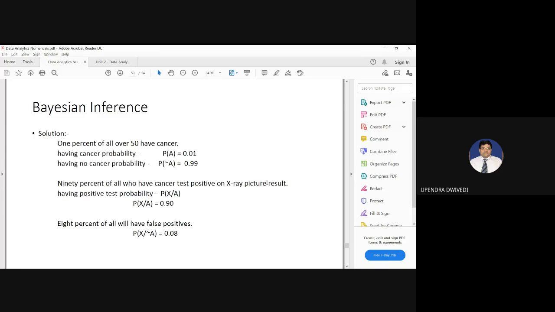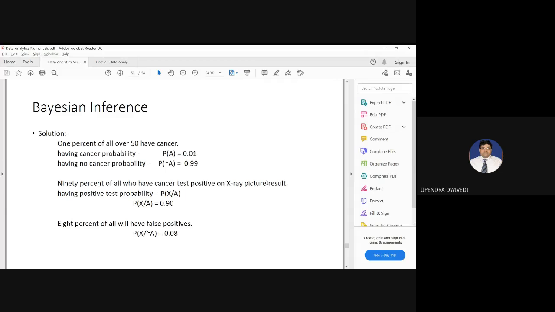Rephrase this sentence. Positive test probability means every person who has cancer, we know they have cancer, but to find out how the machine is providing a positive result, you can get it by just testing those patients who have cancer. So the probability of a positive test result, given that every person has cancer, is equal to 0.90, because 90% is the positive test probability.